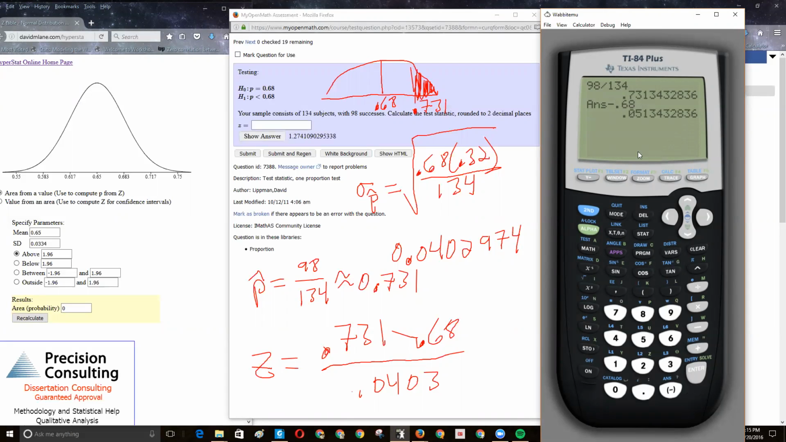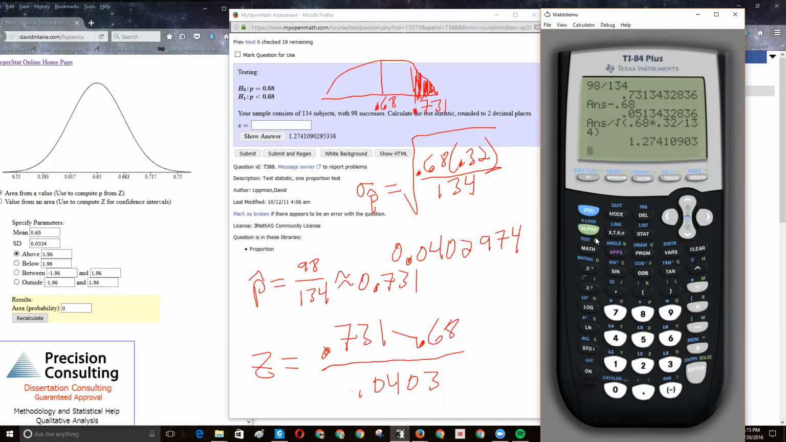Now, if I had a newer model calculator, I could hit the up arrow. I don't have that, so, why did I just clear it? The nice thing about second enter, that's p hat minus the center. And then I'm going to divide that by, well, I'll just do this the long way: 0.68 times 0.32 divided by 134. What I'm having the calculator do is calculate that standard deviation in place.